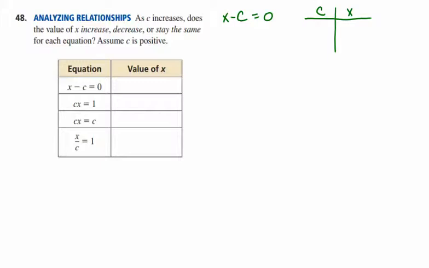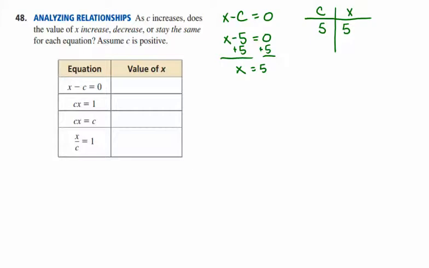And it can be anything. So in the first equation I will pick c, let c be 5. But it could be anything. Now I'm going to substitute that in the original equation for c and solve for x. So we would add 5 to both sides, and so in this case x would be equal to 5 also. So I'm going to put 5 into the table for x when c is 5.